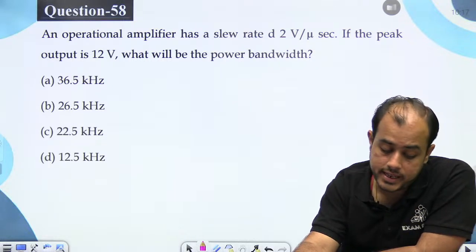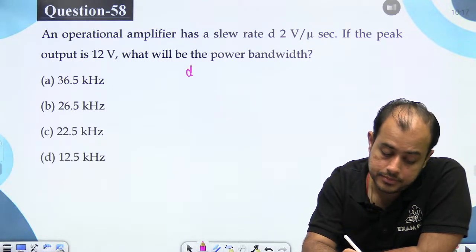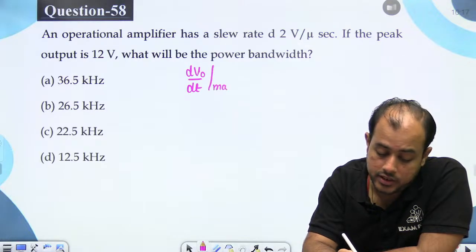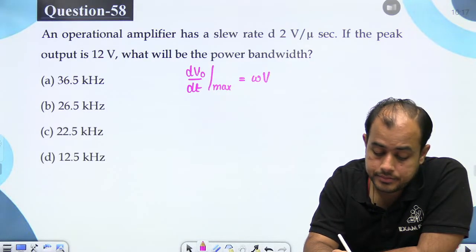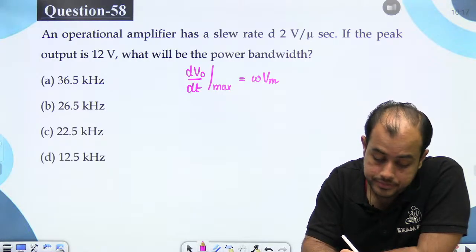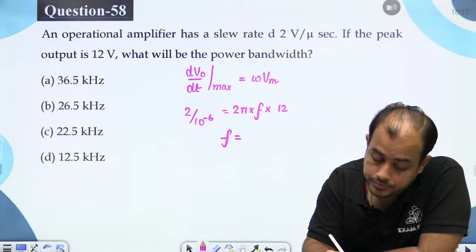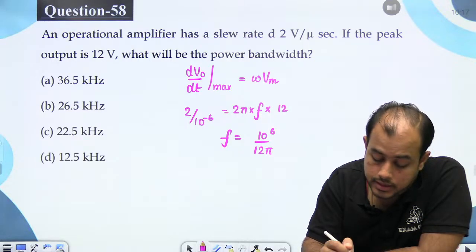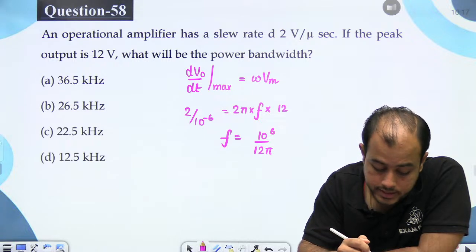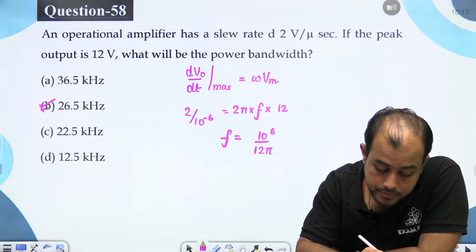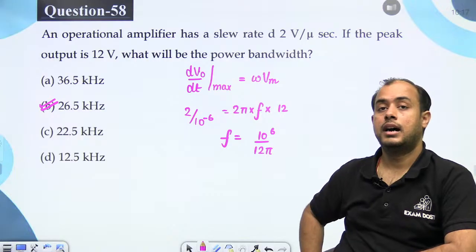Slew rate is given, peak output voltage is given. अभी मैंने आपको बताया dV0 by dt max is omega Vm. Vm is 12. थर्टी सिक्स मीन्स 30 पे जाएगा कहीं ना कहीं, तो बी. आंसर विल बी बी.